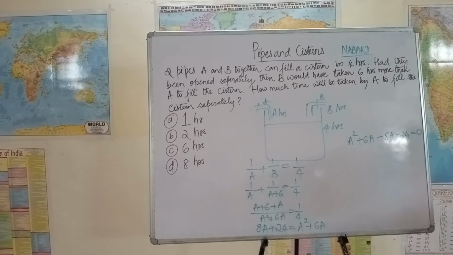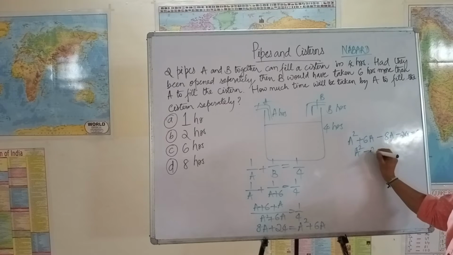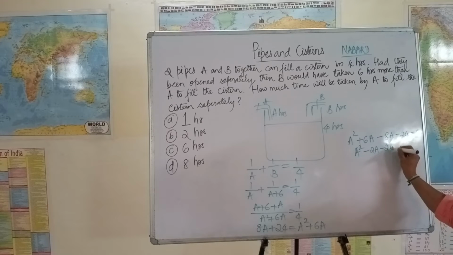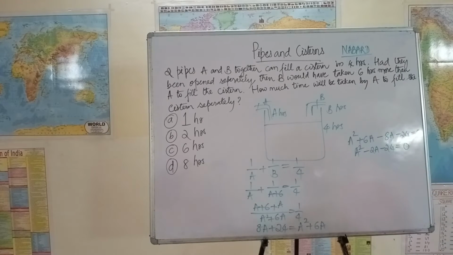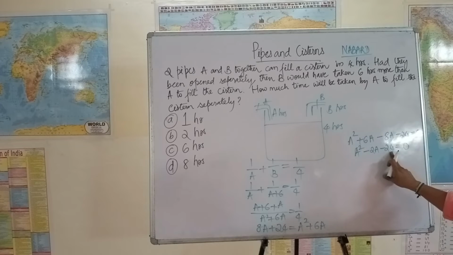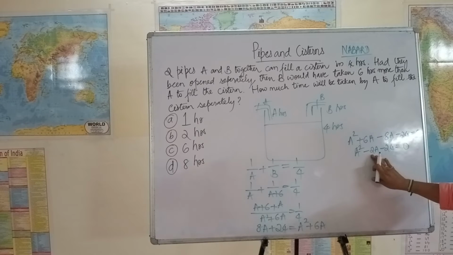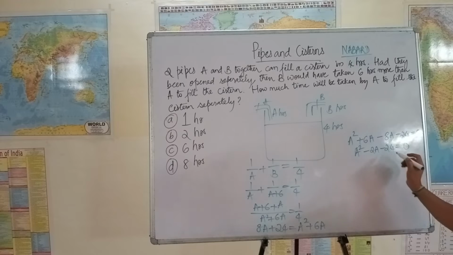Now we will have to solve the quadratic equation A square minus 2A minus 24 is equal to 0. How do we solve this quadratic equation? We'll use the factorization method. The coefficient of A square is 1, so 1 into 24 is minus 24. We'll have to find the factors of 24 such that we get minus 2A. What are the factors of 24?